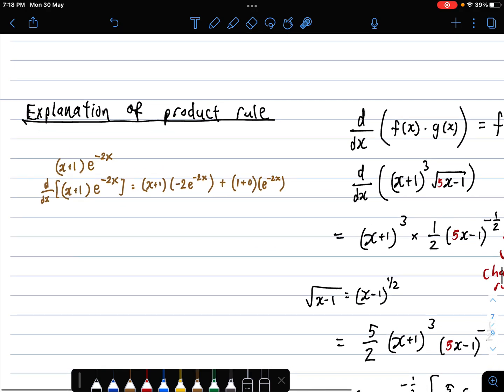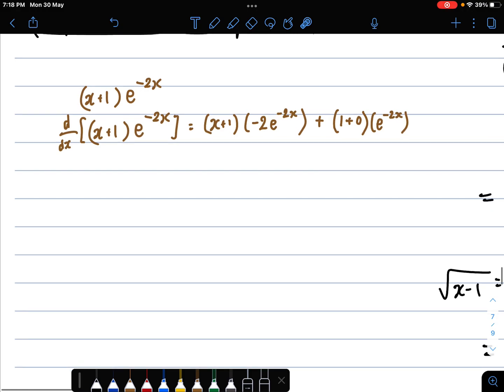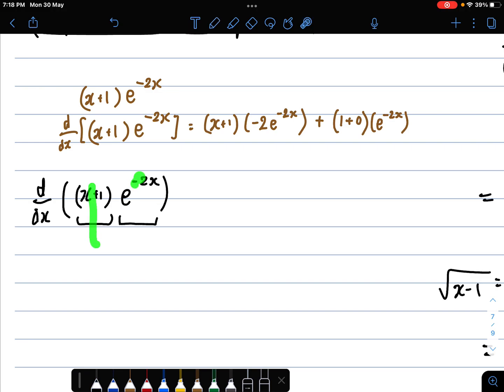Let's move to the actual question. So x plus 1 times e to the power of negative 2x. The result will be this guy on the right. How? Let's check. d by dx of x plus 1 multiplied by e power negative 2x. This is your first factor, this is your second factor. First, second. So we're going to follow the rule.